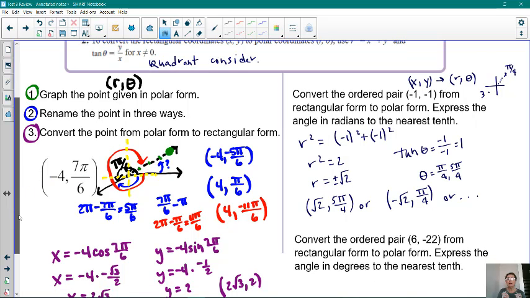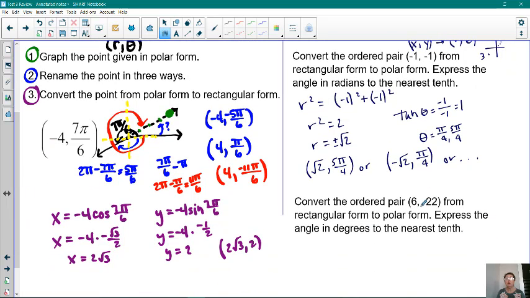Okay, let's take a look at one that is not unit circle in nature, so we'd have to rely on our calculator. So we have r squared is equal to x squared plus y squared. So 36 plus 484 is 520, which means r would be equal to plus or minus 2 times square root of 130.